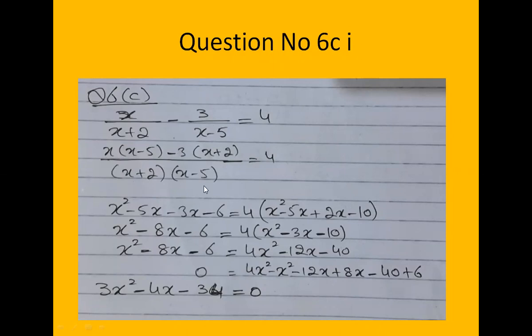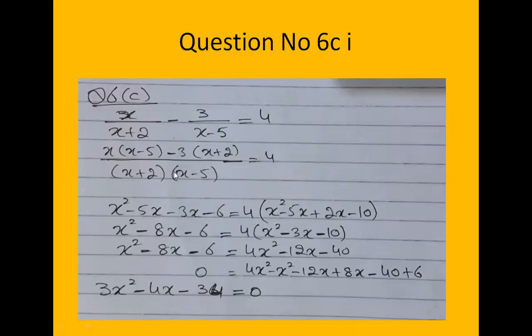When you divide this LCM with this denominator, x minus 5 will be cancelled. You're left with x plus 2, so that will multiply with this numerator. So minus 3 into x plus 2 equals 4. So just open these brackets. So you will have x squared minus 5x minus 3x minus 6 equals 4.